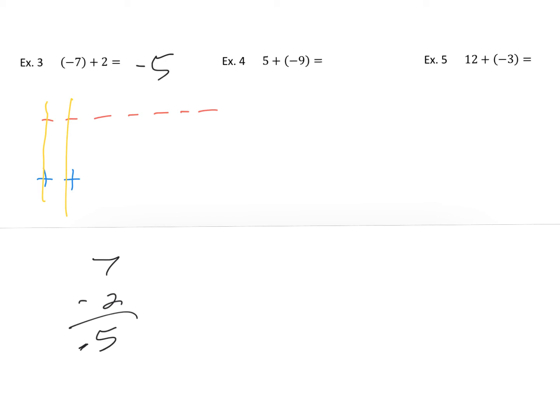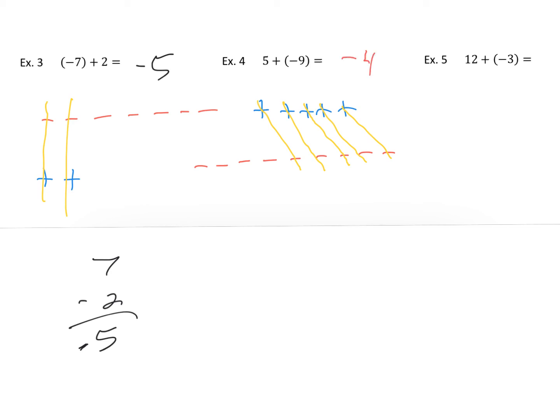Example 4. Again, if I want to use my positive and negative signs, I have 5 positive, 1, 2, 3, 4, 5. And I have 9 negatives, 1, 2, 3, 4, 5, 6, 7, 8, 9. And I can cancel out 1 positive and 1 negative. So I'm going to cancel there, there, there, there, and those 2. Now I'm left with 1, 2, 3, 4 negatives. So my answer should be -4.